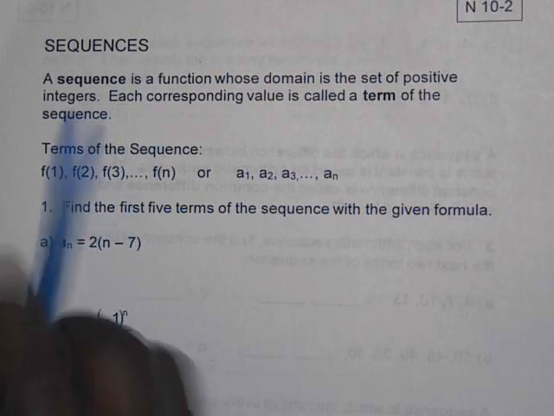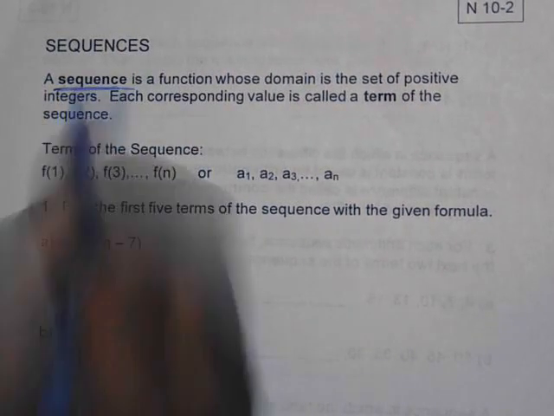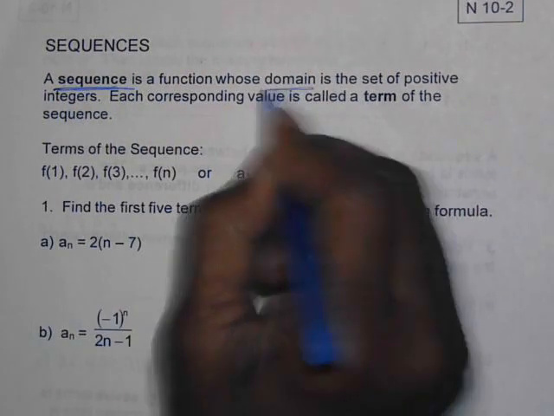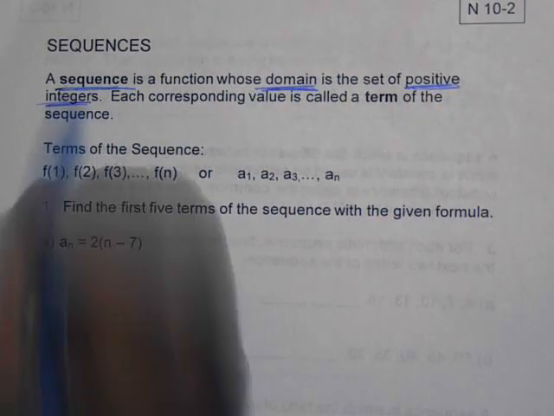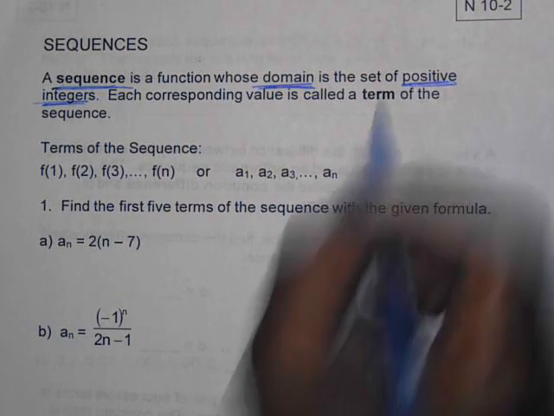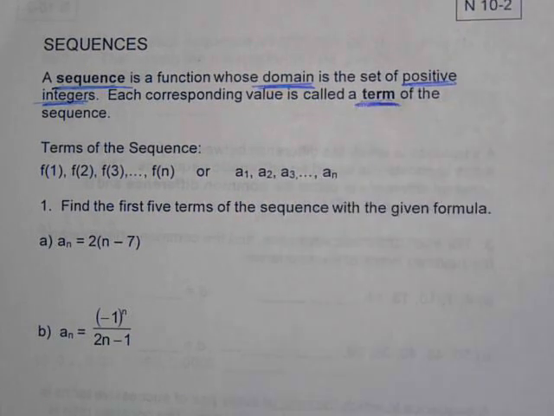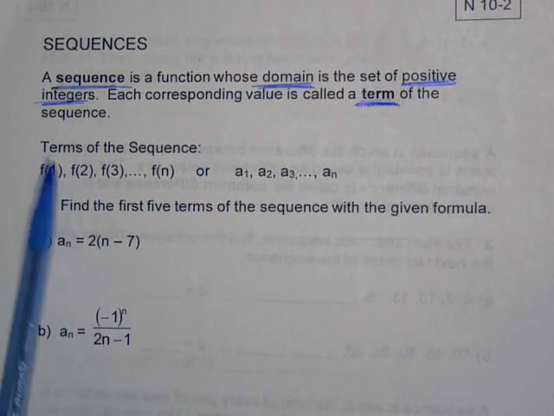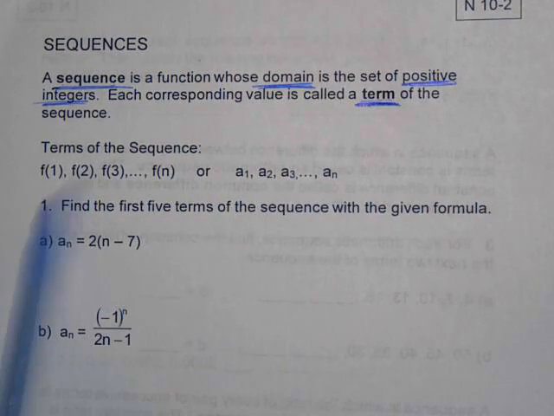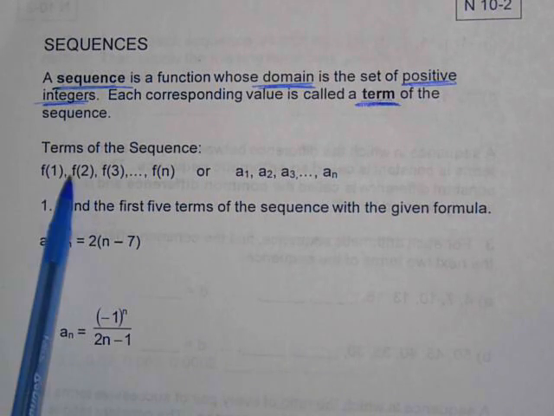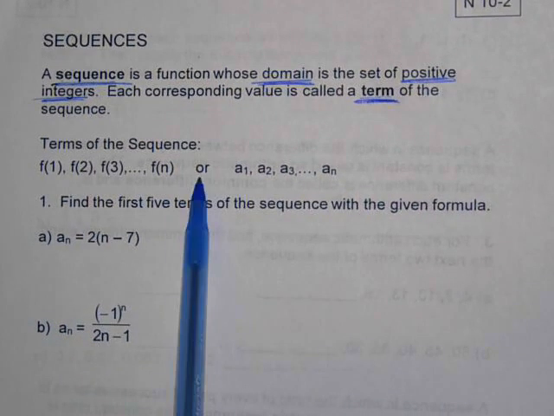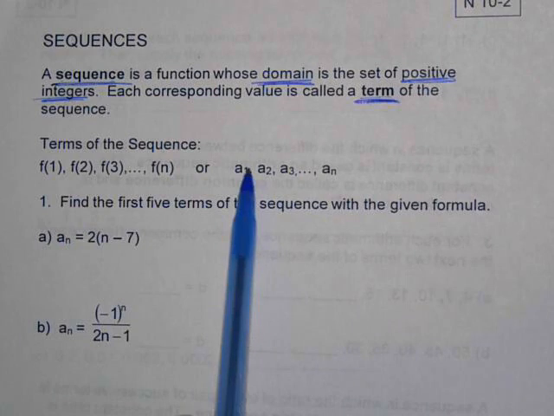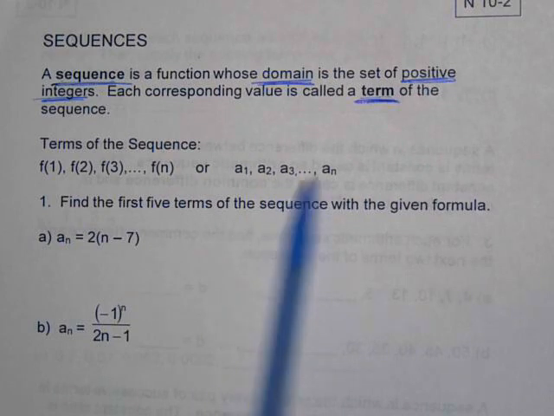Sequences. A sequence is a function whose domain is a set of positive integers. Each corresponding value is called a term of the sequence. Terms of the sequence: f of 1, f of 2, f of 3, f of n, or a sub 1, a sub 2, a sub 3, a sub n.